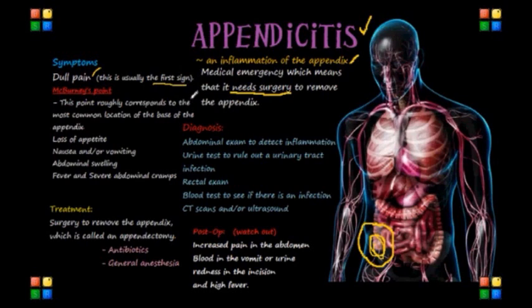So for the NCLEX exam, try to remember what we call McBurney's point, which is basically the name given to the point over the right side of the abdomen that is 1/3 of the distance from the anterior superior iliac spine to the umbilicus or the navel area of the body, okay? And basically this point roughly corresponds to the common location at the base of the appendix, where it kind of connects with the cecum, right?